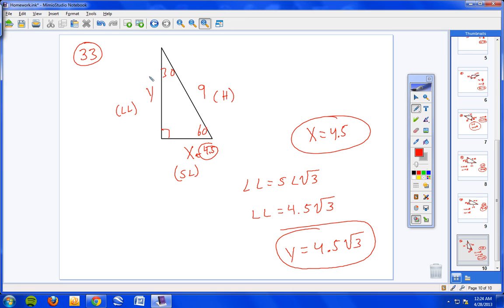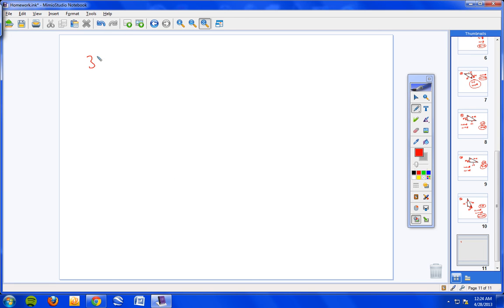All right, 2 left. Number 34. The triangle will look something like this. 80 here. This length down here is x, and this length is y.